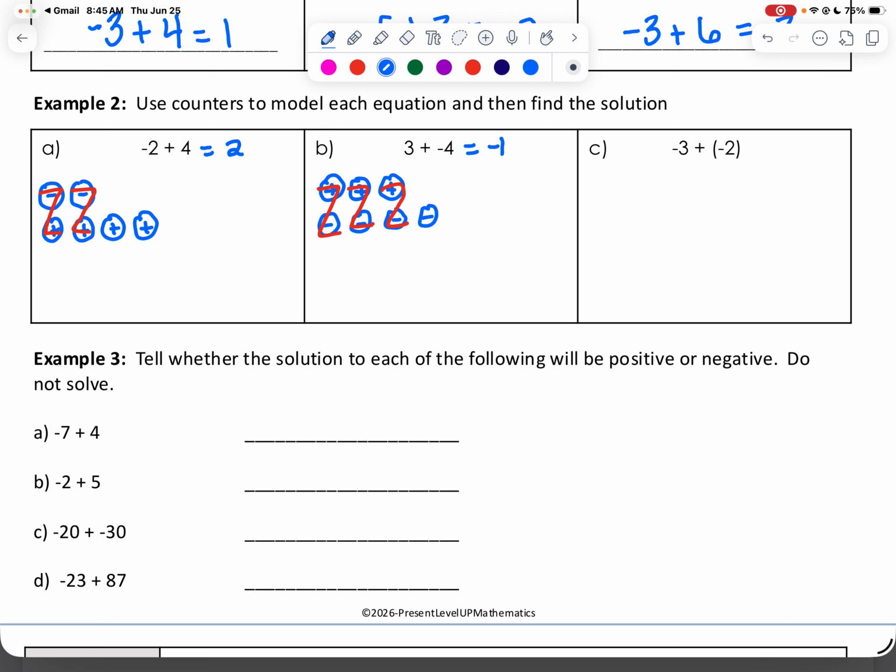Welcome back. To model this, I did 3 negatives, and on the bottom row, I did 2 negatives. What I'm noticing is that nothing will zero out on this problem. So 1, 2, 3, 4, 5. Negative 3 plus negative 2 is negative 5.